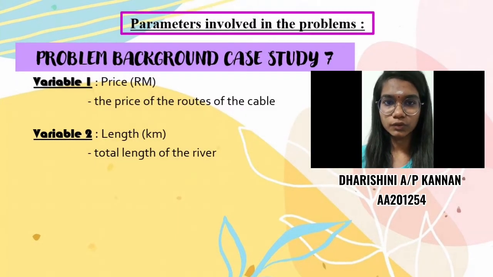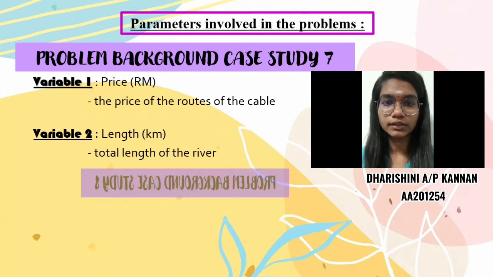In these cases, we are going to discuss the parameters involved in the problems. With that, there are two variables that we can find from these cases respectively. In case 7, the first variable is price in the unit of RM. We are supposed to calculate the price of the routes of the cable connecting across the river from point A to point B. Also found is a variable of length in the unit of kilometers. In order to calculate the price of the routes, we need to know the total length of the river.